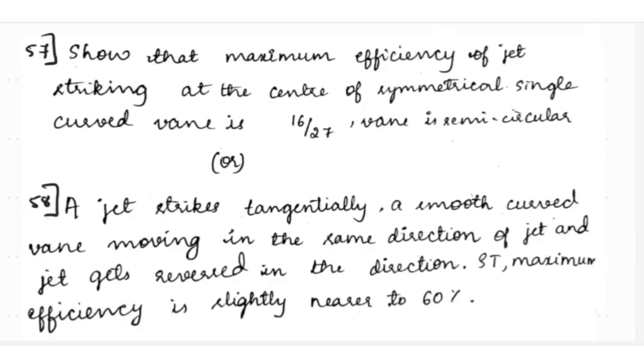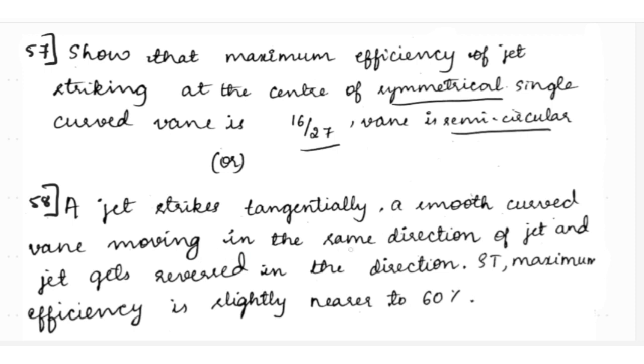Hello everyone. Now we will solve the numericals on symmetrical semicircular curved vane. Going to the question: show that maximum efficiency of jet striking at the center of a symmetrical single curved vane is 16 by 27, given that the vane is semicircular.